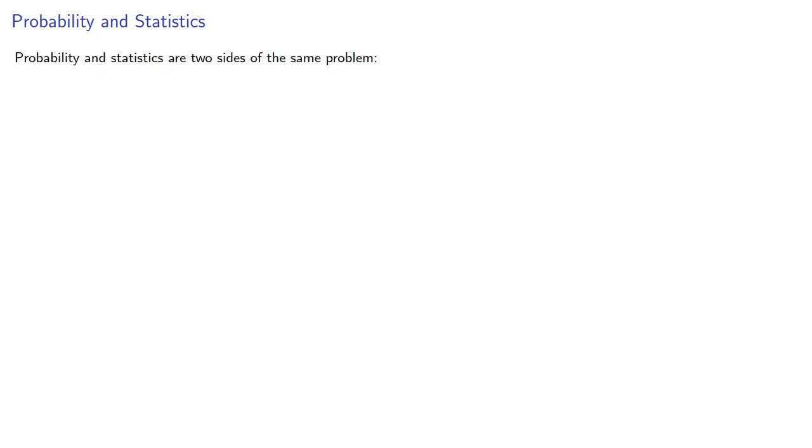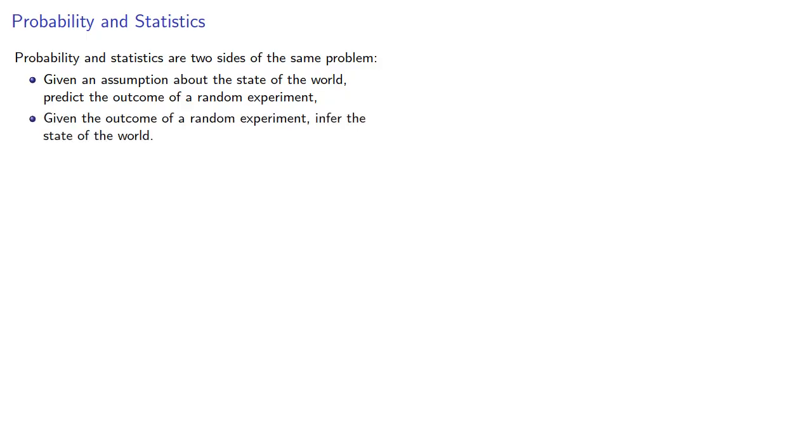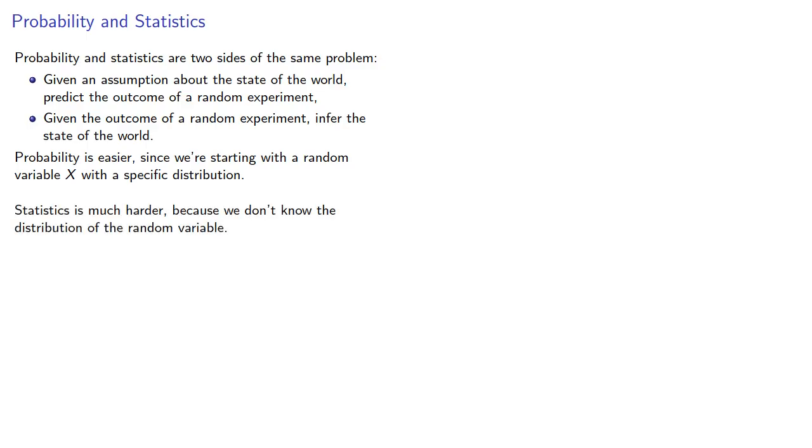Probability and statistics are two sides of the same problem. Given an assumption about the state of the world, predict the outcome of a random experiment, and, given the outcome of a random experiment, infer the state of the world. Probability is easier since we're starting with a random variable x with a specific distribution. Statistics is much harder because we don't know the distribution of the random variable.